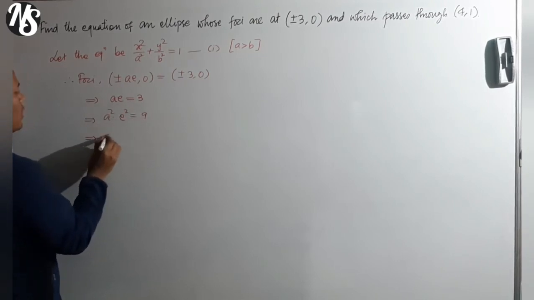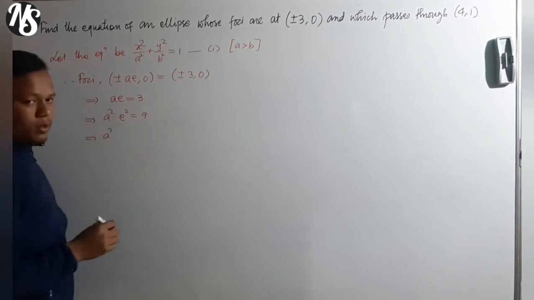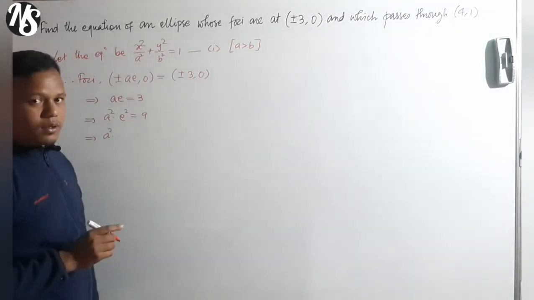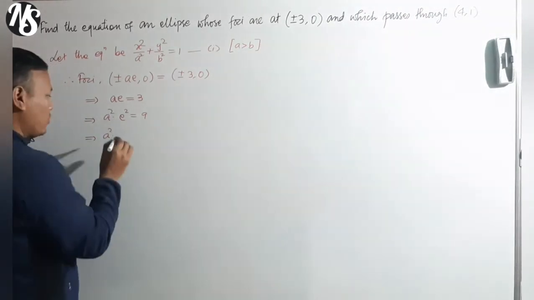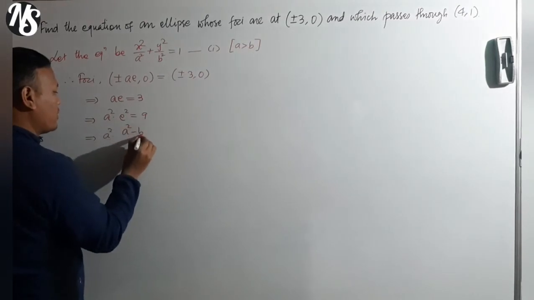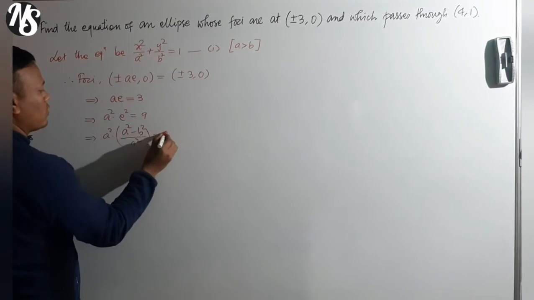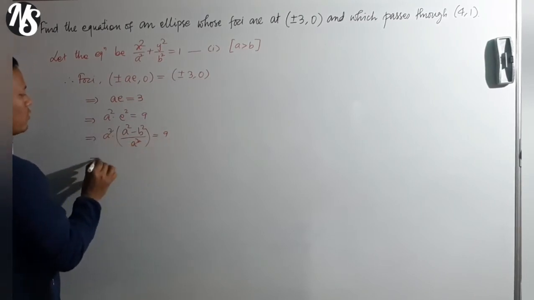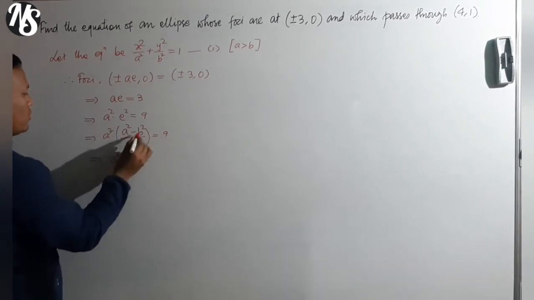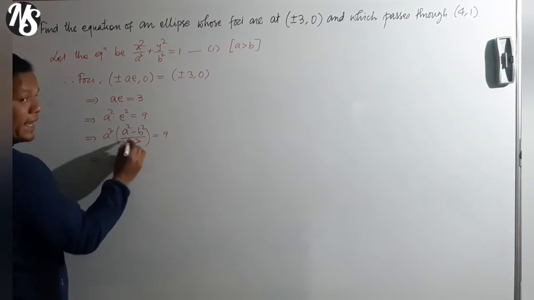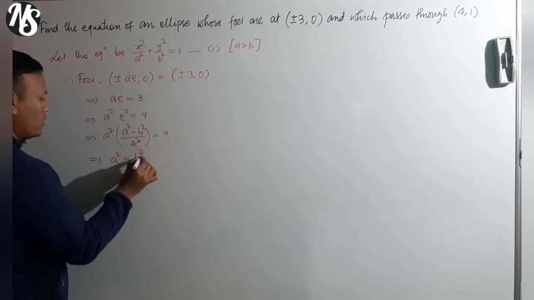So from here, we use the formula for e square. Again, we have simplified that. After simplification, it becomes a square minus b square by a square. So this is equal to 9. This and this get cancelled. So from here, a square minus b square is equal to 9. That's why a square turns out to be b square plus 9.